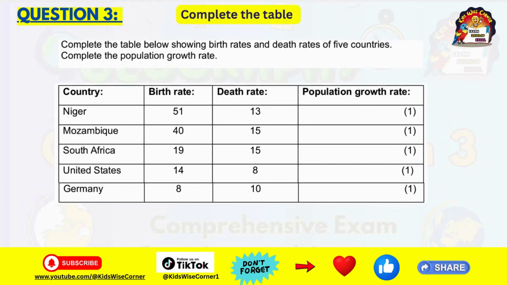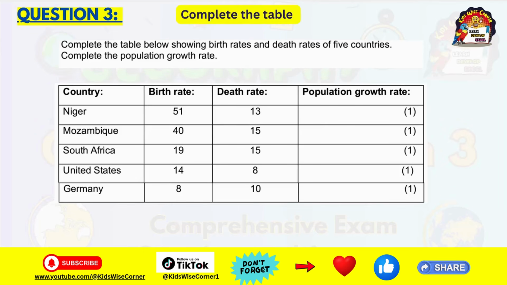Question 3. Complete the table. Complete the table below showing birth rates and death rates of 5 countries. Complete the population growth rate. So here we've got the country: Niger, Mozambique, South Africa, United States and Germany. We've got the birth rate and the death rate for each of these countries. What you are required to do is calculate the population growth rate.